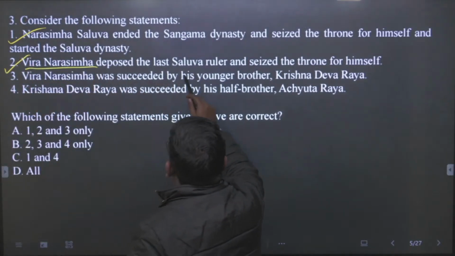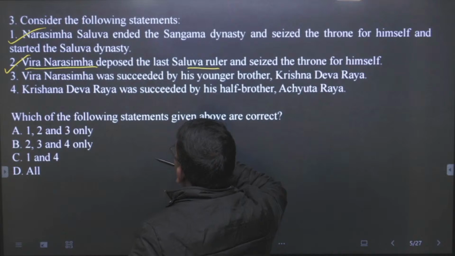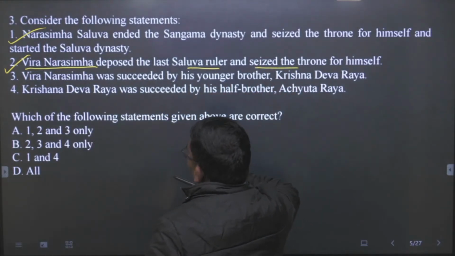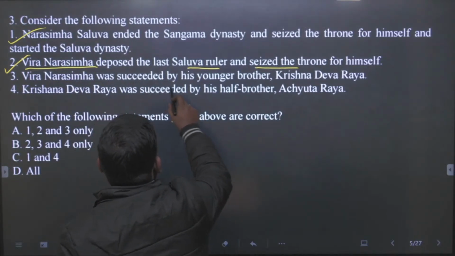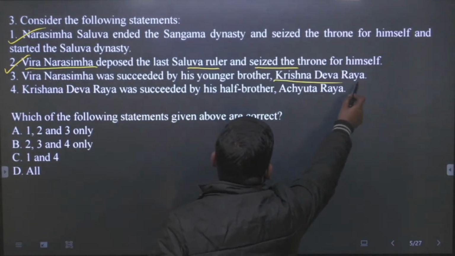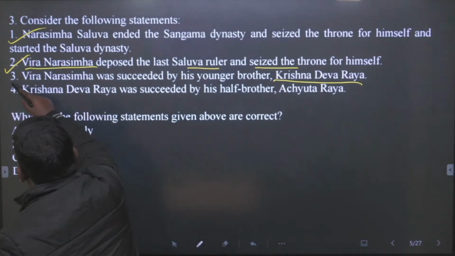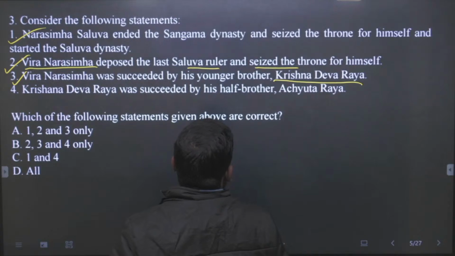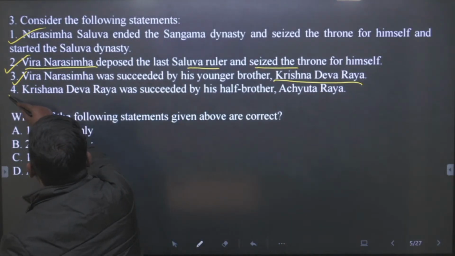Veera Narasimha deposed the last Saluva ruler and seized the throne for himself. He was from the Tuluva dynasty. Veera Narasimha was succeeded by his younger brother Krishna Deva Raya. Yes, so this statement is also true. Then Krishna Deva Raya was succeeded by his half brother Achyuta Raya. It is also true, half brother Achyuta Raya.